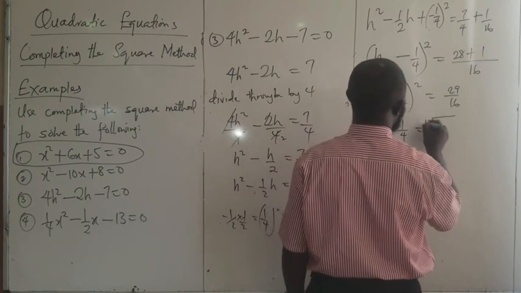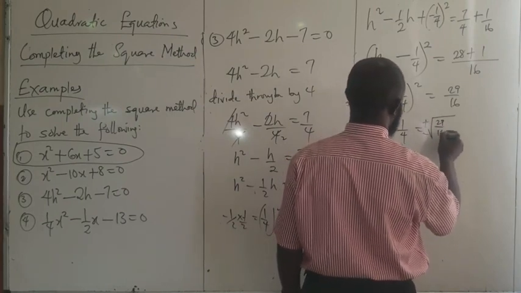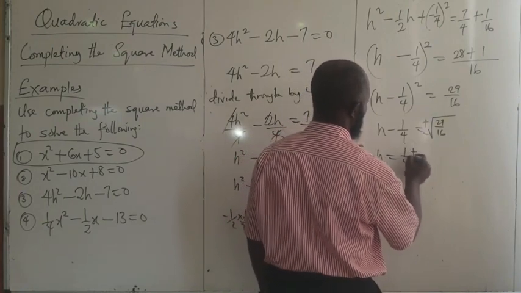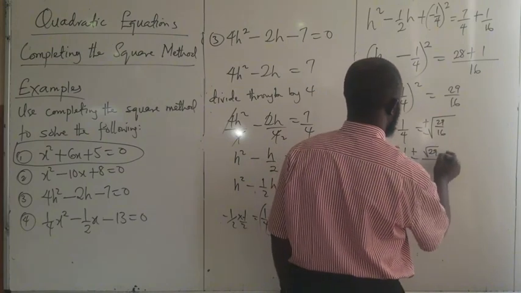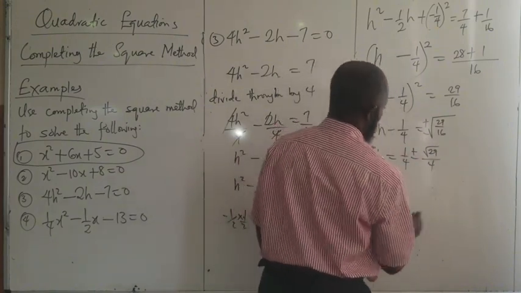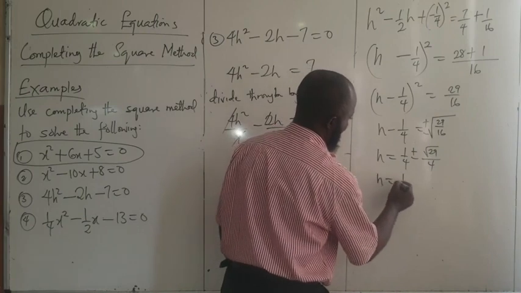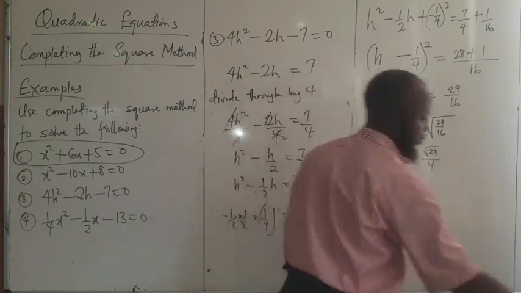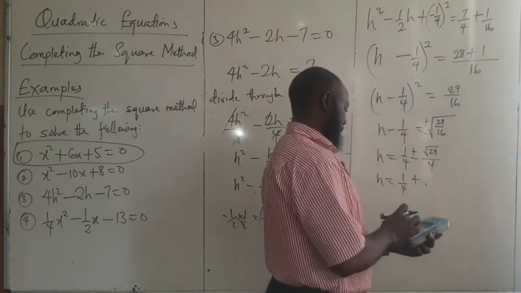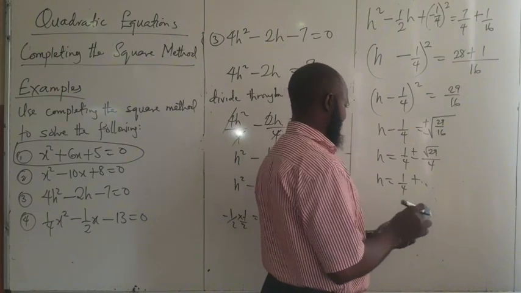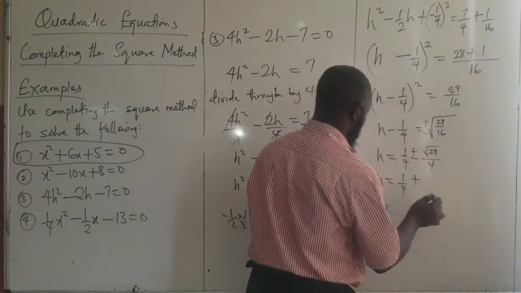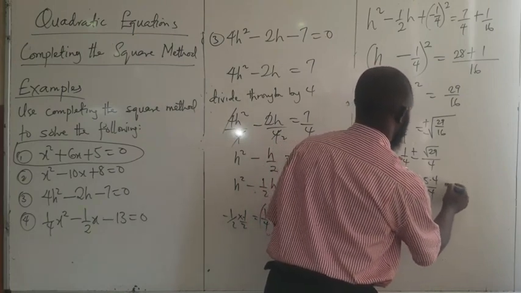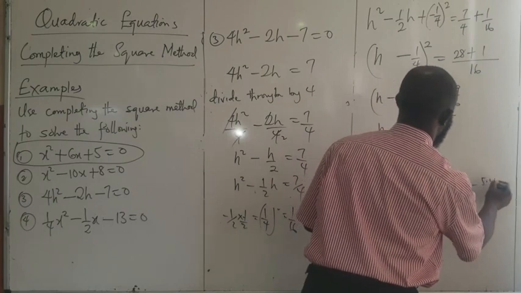We then take the square root of it, which equals plus or minus square root of 29 over 16. So that means h equals 1 over 4 plus or minus square root of 29 over, square root of 16 is 4. Therefore h will then be 1 over 4 plus square root of 29. Square root of 29 is equal to 5, let's say 5.4. We use 5.385. So 5.4 over 4, or 1 over 4 minus 5.4 over 4.